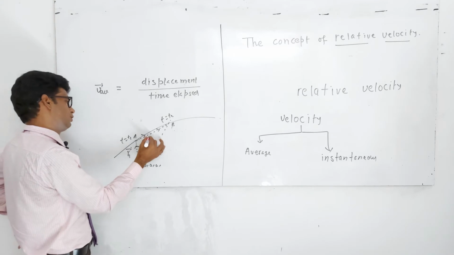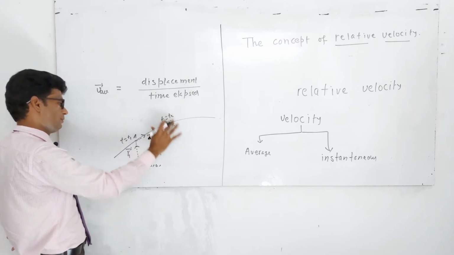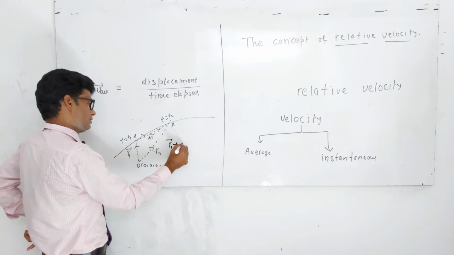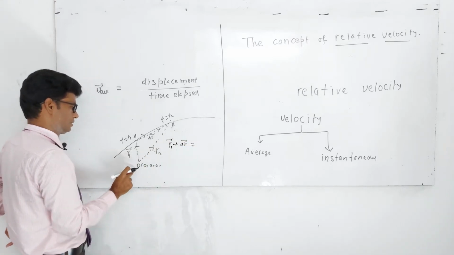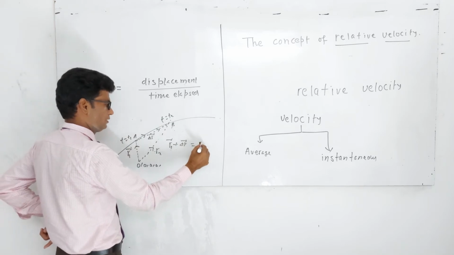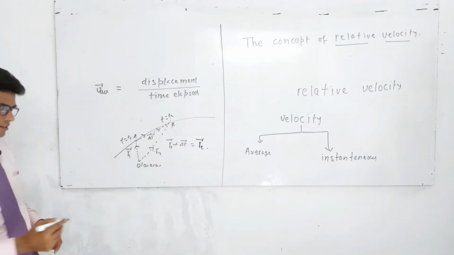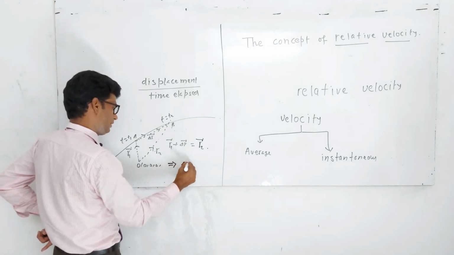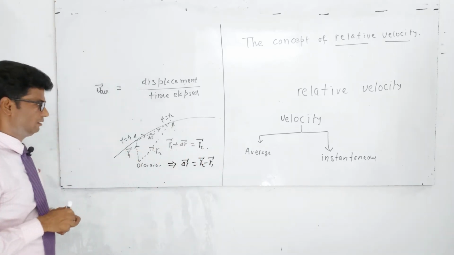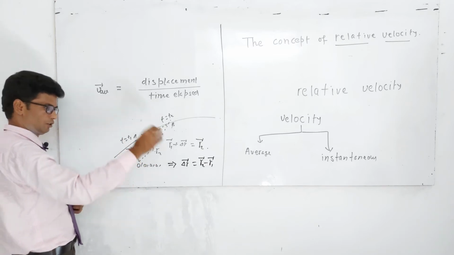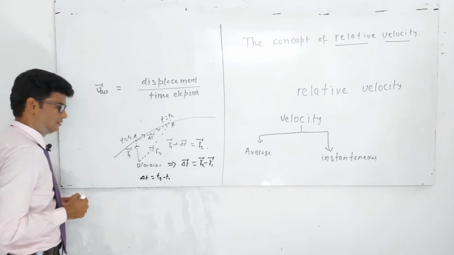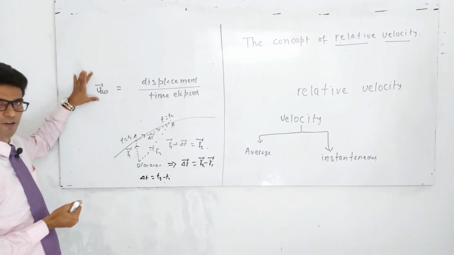If we call it delta r vector, we may apply the triangle law of vector addition: r1 plus delta r gives r2. So delta r vector is r2 vector minus r1 vector. The time elapsed in this displacement is delta t, which comes out to be t2 minus t1. In this way we are able to find average velocity.